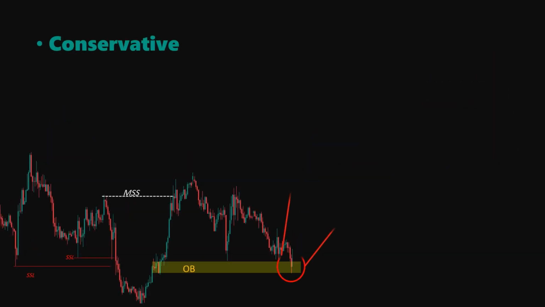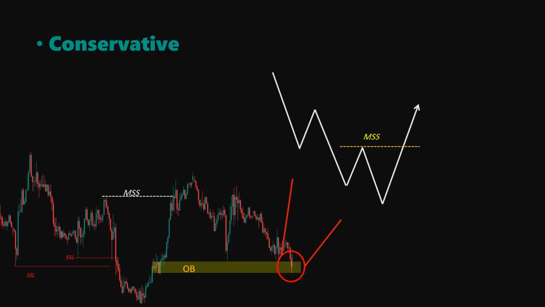Once price reaches the higher time frame order block, we drop down to a lower time frame, like the 5-minute or even the 1-minute, and watch for signs of reversal. This could show up as a market structure shift or a clear change of character, which gives us that first layer of confirmation. When that shift confirms and we anticipate price moving higher, the next step is to identify a bullish fair value gap that forms inside that structure shift leg.